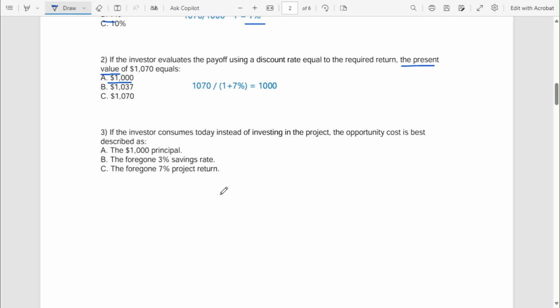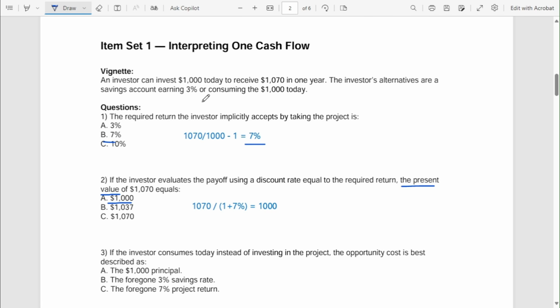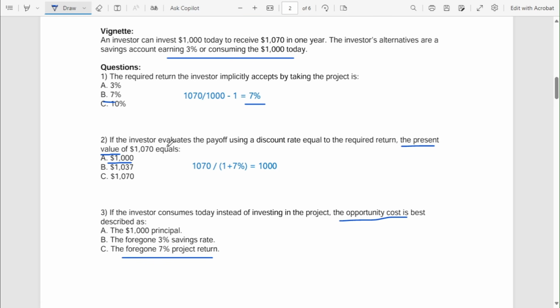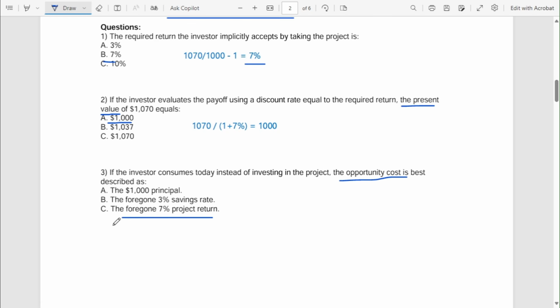Third question. This one is a little bit tricky because we have been given an alternative to this investment, a savings account at 3%. Let's see. If the investor consumes today instead of investing in the project, the opportunity cost is best described as, okay, this is the third interpretation of interest rate as opportunity cost. Remember, it is the cost of not doing something. In this case, not investing in this project. But it is not 3%. It is 7%. Because all three, required rate of return, discount rate, and opportunity cost, are all the same. So the answer is 7%, C.